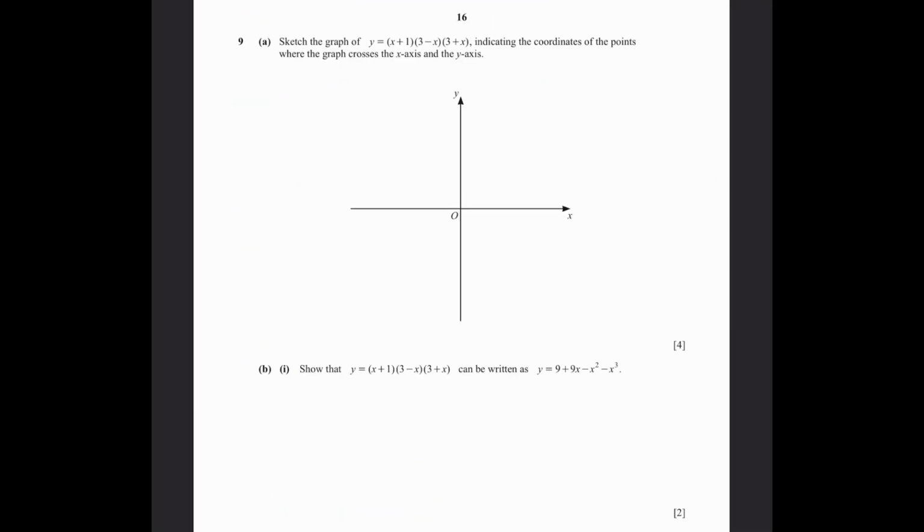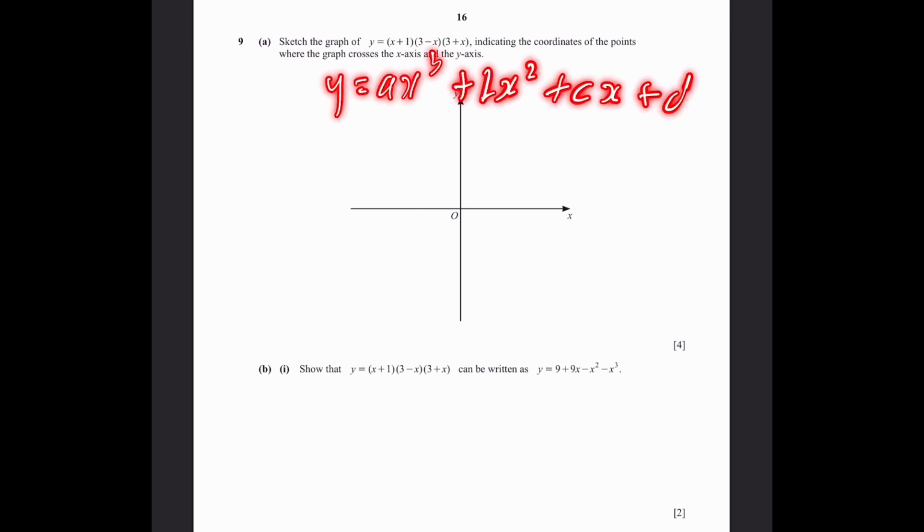A. Sketch the graph of y equals x plus 1 times 3 minus x times 3 plus x, indicating the coordinates of the points where the graph crosses the x-axis and the y-axis. Well, since this graph has already been factorized and it's a cubic graph, first of all, we need to find out if y is equal to ax cubed plus bx squared plus cx plus d. We need to find if this is going to be positive or negative.